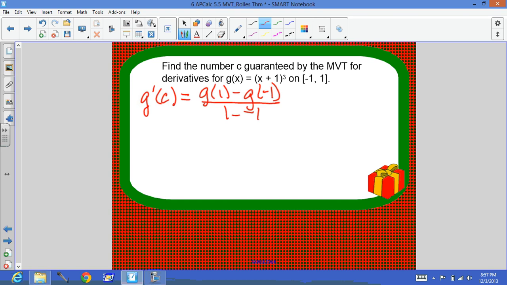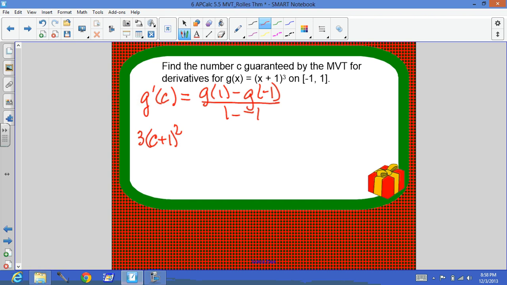Okay, now then the reason I can do this again, (x plus 1) cubed, we know that that's a polynomial function. It's going to be continuous, not a big deal. It's going to be differentiable, so that's not a big deal. We're good to go. All right, so g prime at c, that's going to be 3 times (c plus 1) squared, right? Because that's my derivative evaluated at c.